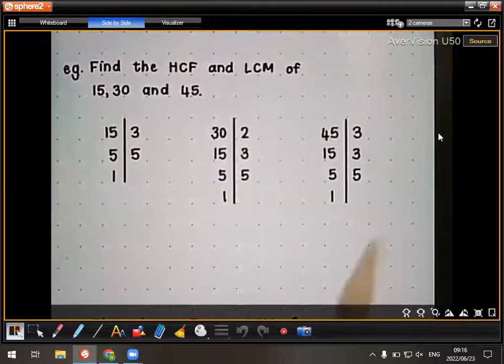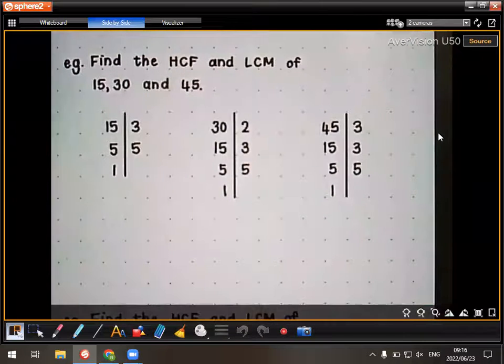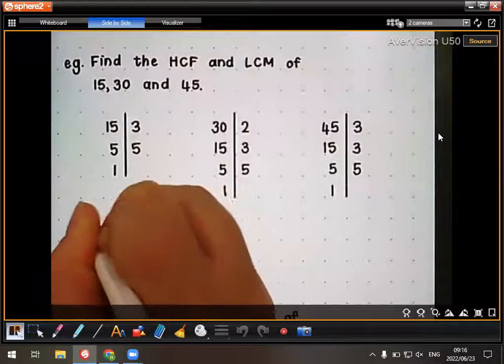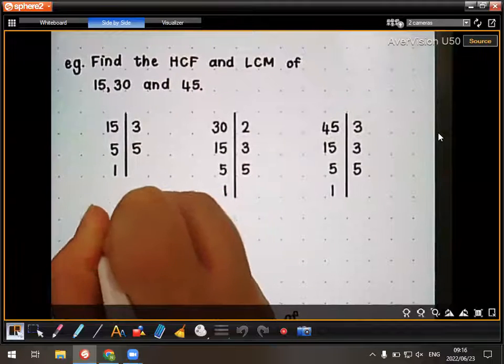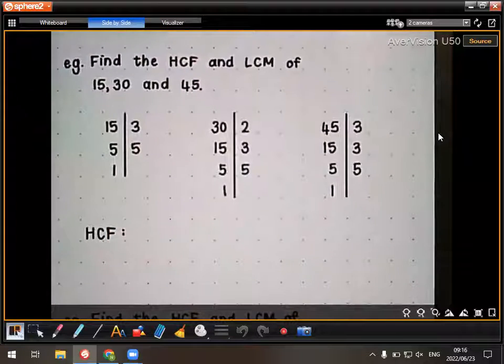Okay, so now guys, we're going to do the HCF and the LCM, because that's what they're asking for. They're asking for the HCF and they're asking for the LCM. So let's do the HCF calculation first. I think that is the simplest one.